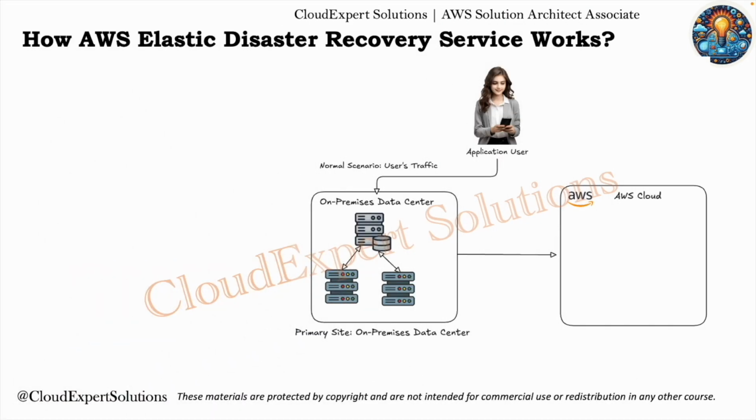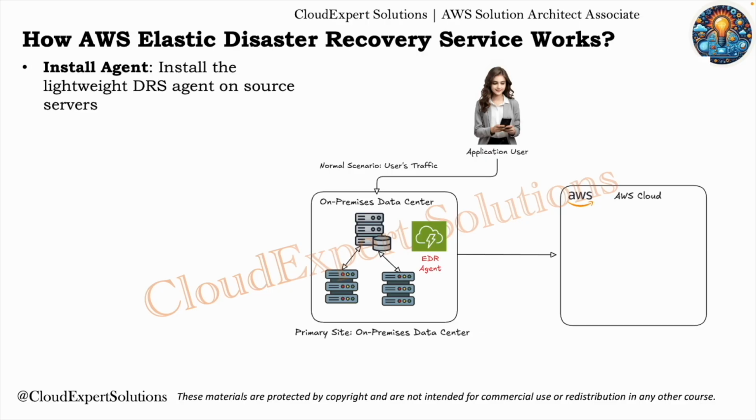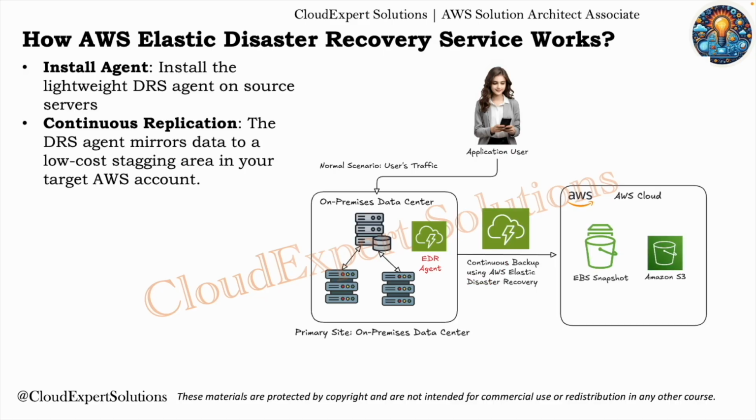Now let's trace the flow and understand how AWS DRS, or Elastic Disaster Recovery Service, works. The process is the same irrespective of your source system. For this example, let's assume our primary site is our on-premises data center. First, you will install a lightweight DRS agent on your source servers, say your on-premises e-commerce servers, and this agent immediately starts continuous real-time data replication to low-cost storage within your target AWS region.